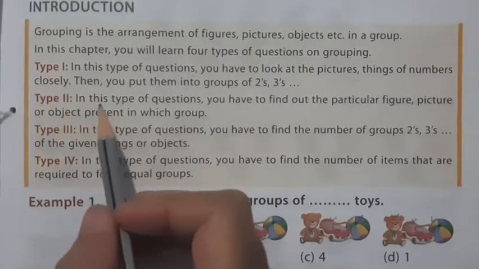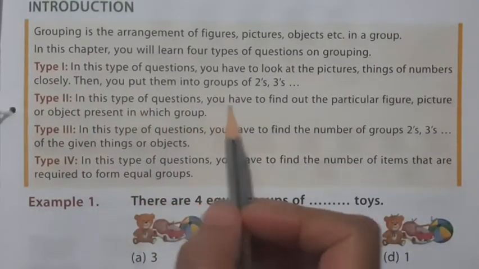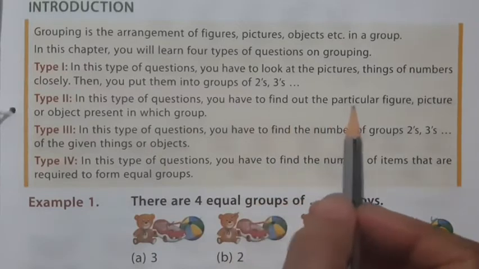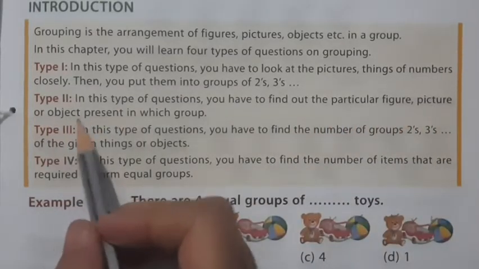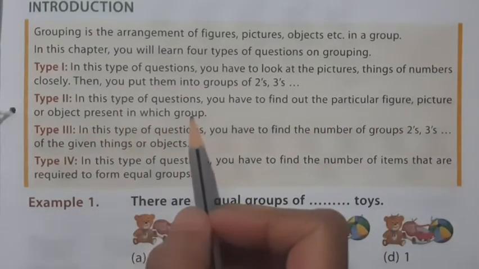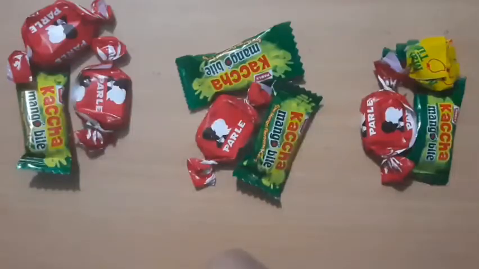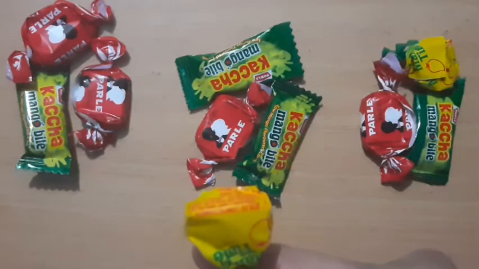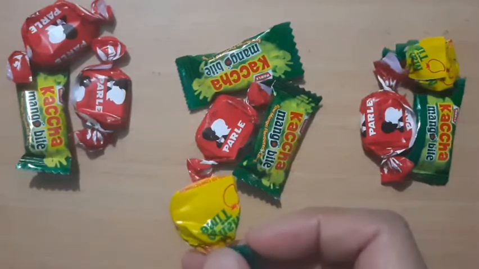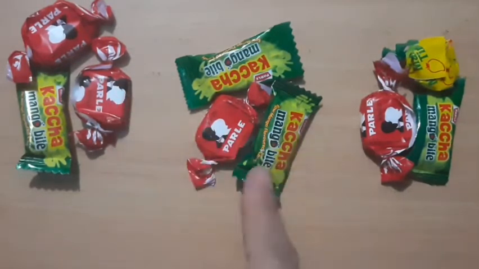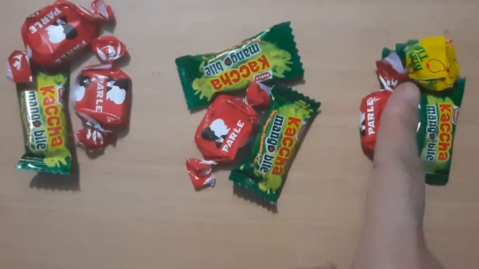Type 2. In this type of questions, you have to find out the particular figure, pictures or object present in which group. See the example. Now find which group has this candy. This one.